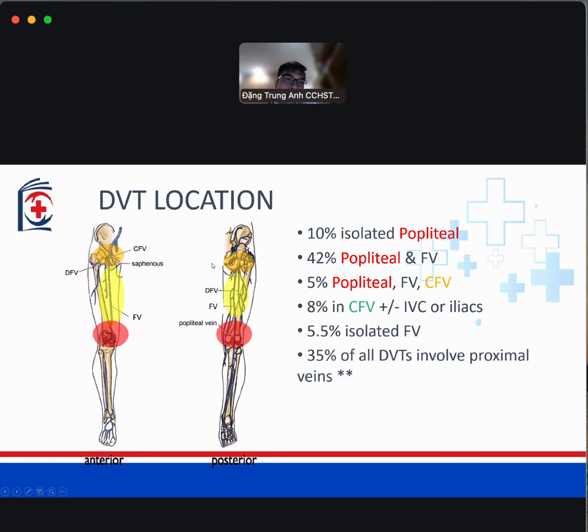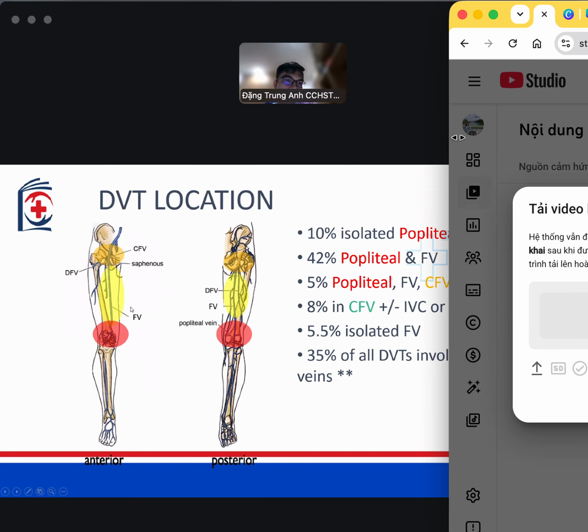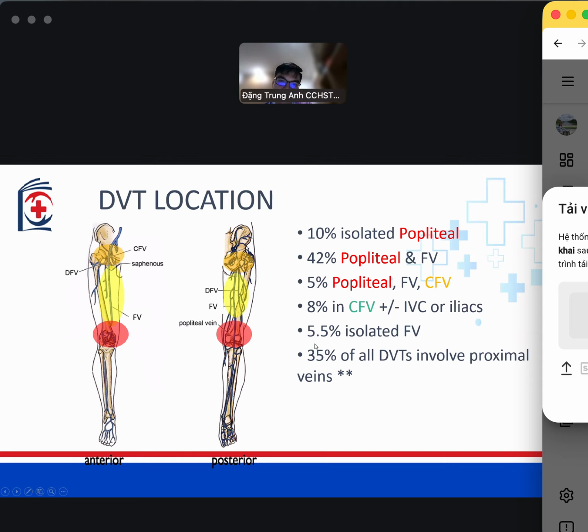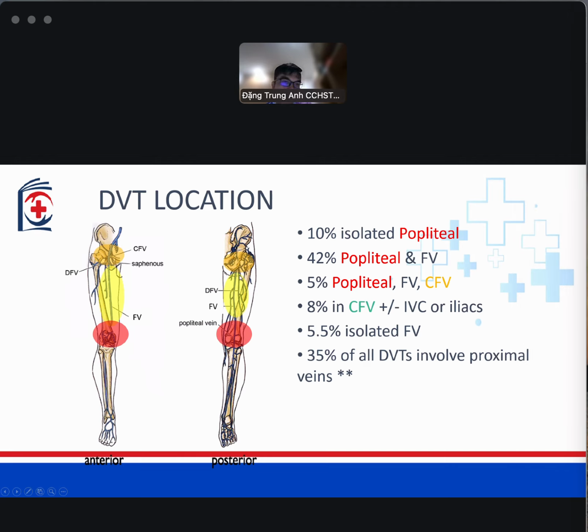Moving to the anatomy of DVT location. This is the figure showing that 10% of patients have isolated popliteal thrombus. 42% of patients have thrombus in the popliteal and femoral vein. 5 to 8% of patients have DVT in the popliteal, femoral vein, common femoral veins, or in the IVC or iliac vein.